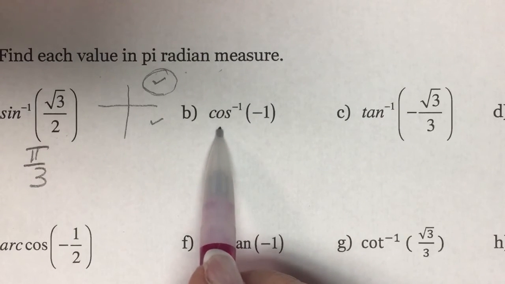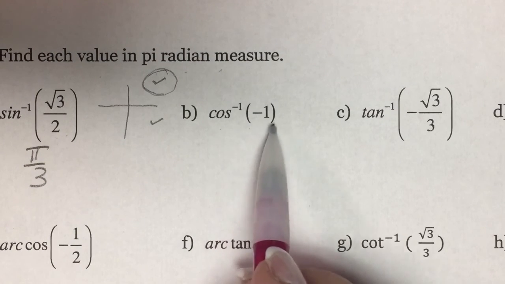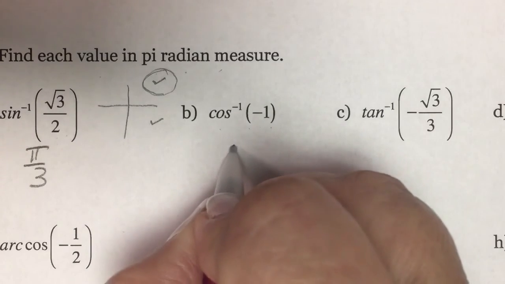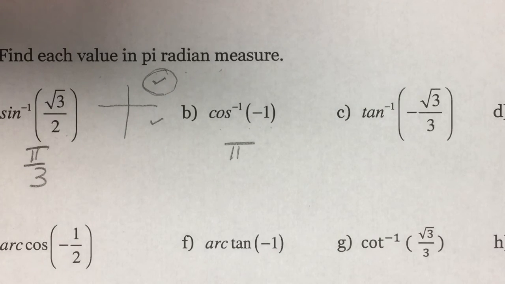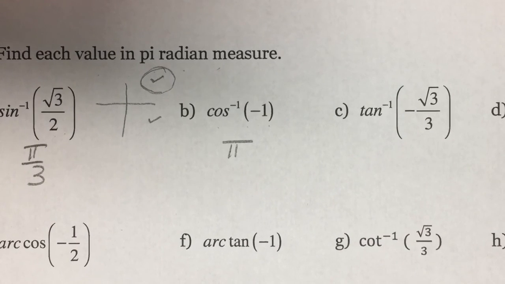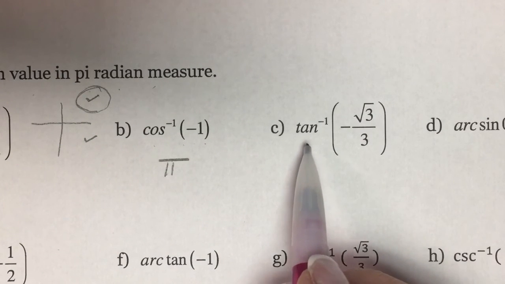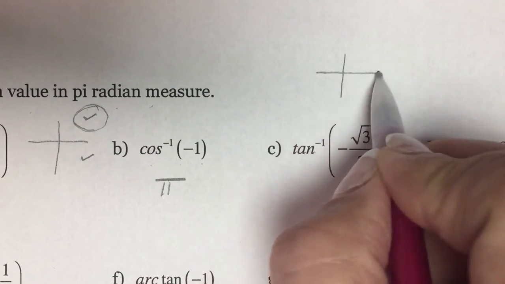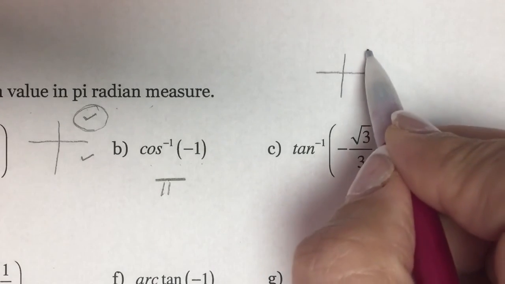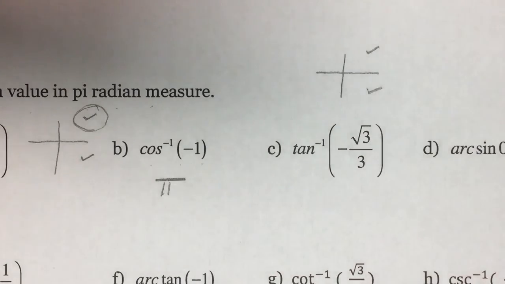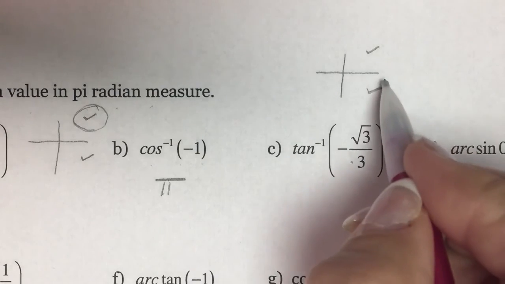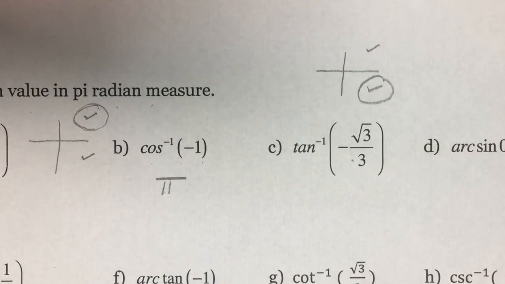Look at this one right here. What angle has a cosine of negative 1? The only angle that has a cosine of negative 1 is pi. All right, we have to be careful with C. So again, this says what angle has a tangent of negative root 3 over 3. So now remember, tangent is restricted also from negative pi halves to positive pi halves. So we have to be talking about either a first or a fourth quadrant angle. Because my value is negative, I'm talking about an angle in the fourth quadrant.